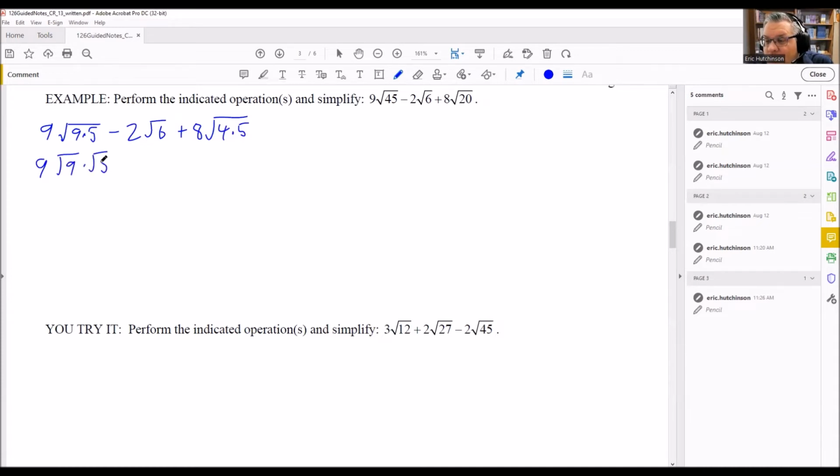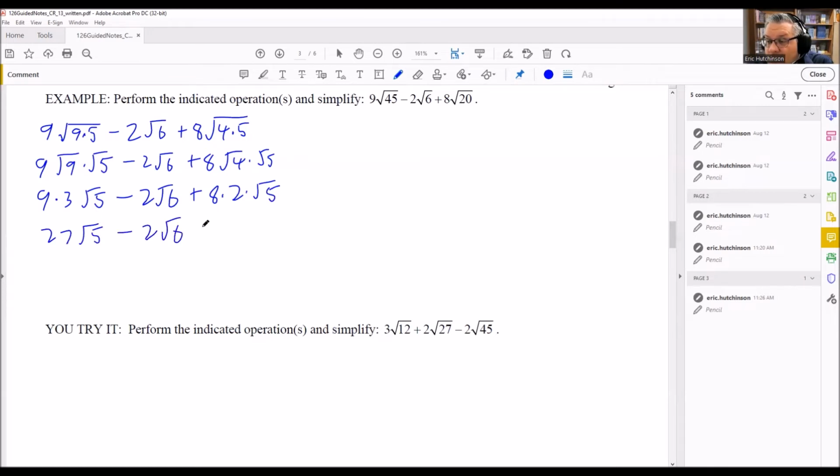We're going to separate this out for each one. This middle one we're not going to do anything with. This one over here, we have square root of 4 times square root of 5 there. Square root of 9 becomes a 3 that comes on the outside of the radical there. Then we have, just forgot the plus 8 times 2. Square root of 4 is 2. And then square root of 5 there. Then we'll just multiply this. We have 27 square root of 5 minus 2 square root of 6 plus 16 square root of 5.